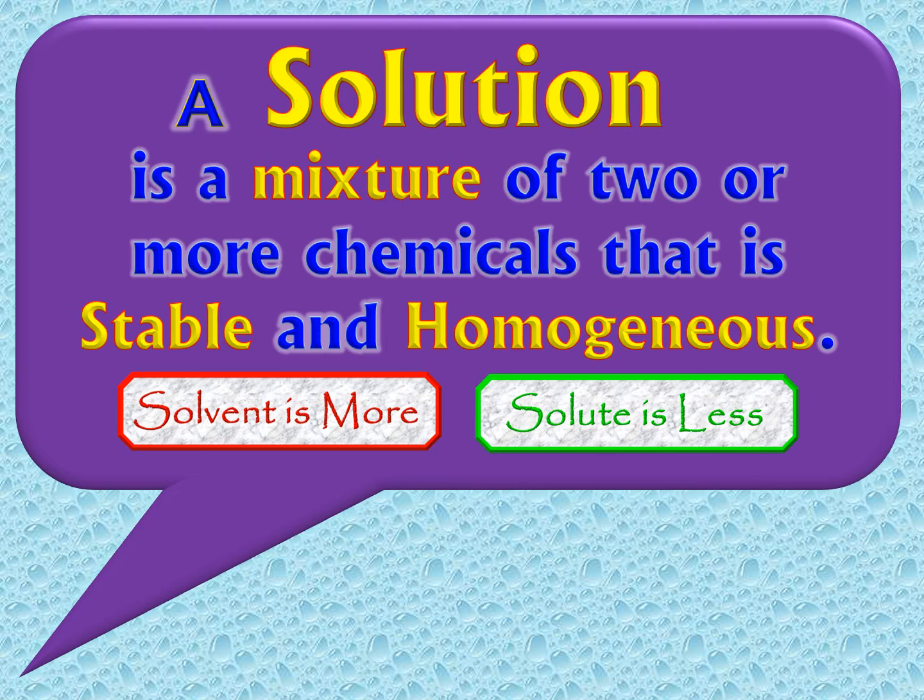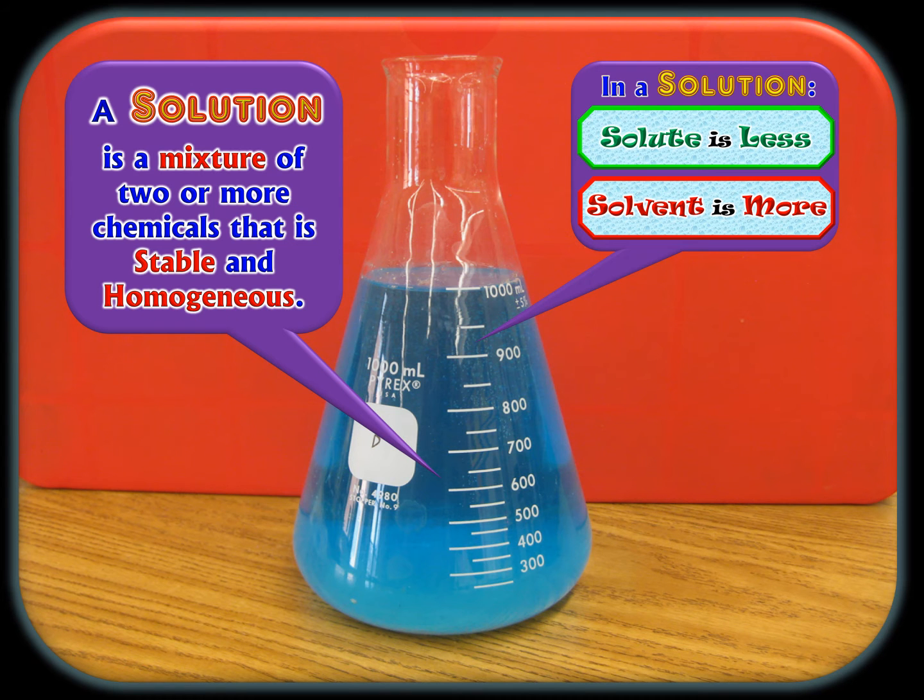So now we know that a solution is a mixture of two or more chemicals that is stable and homogeneous. You should have understood everything I just said, and the solvent is more of the solution, the solute is less. That's where we are right now. So you should understand what I just said. And let me add that to my little poster. On the right, notice a solution: solute is less, solvent is more. We'll be adding more things to this poster as we go on. So these are the things I'm expecting you to know by now.